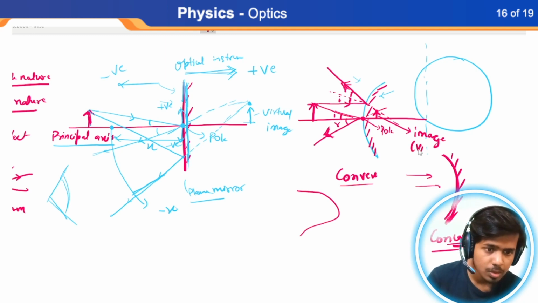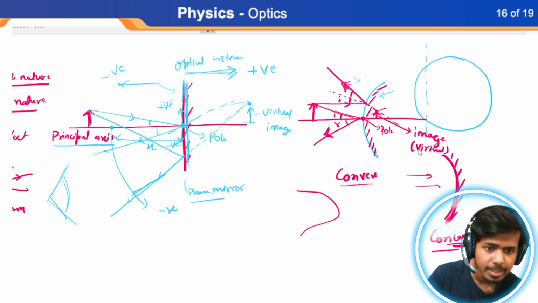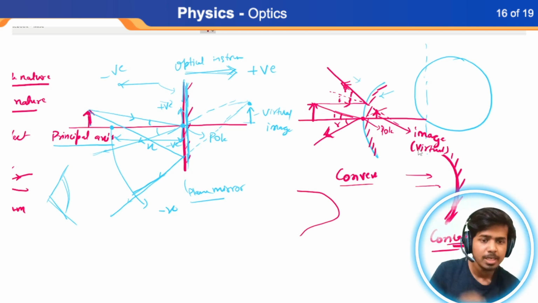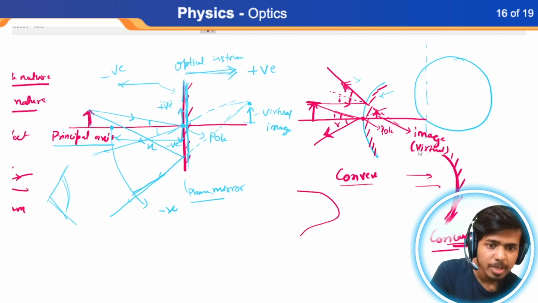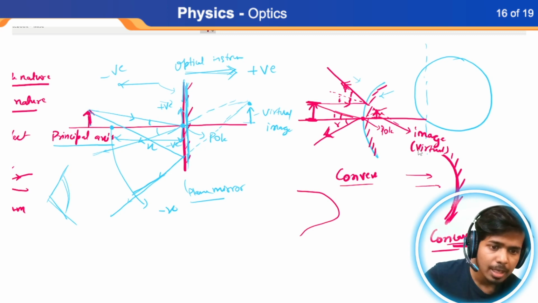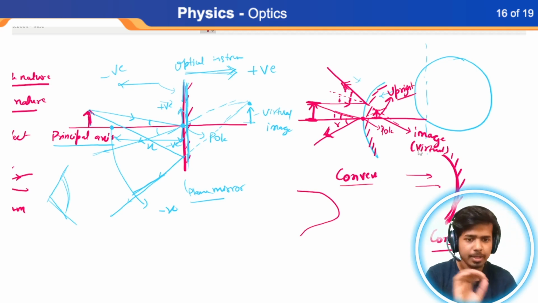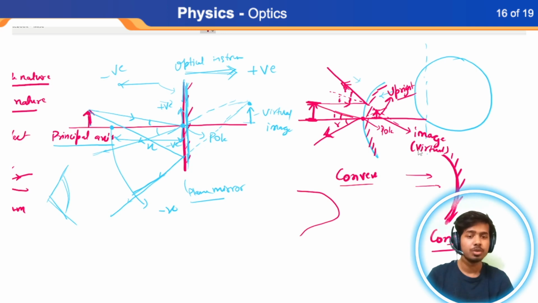Virtual again. Is it standing or downward? It is standing, right? Because they had met from the upper side. We have started from the head, so the image will also be the head, and any part which is on the principal axis will always form the image on the principal axis. That's the basic rule. So the image will look upright. This is a qualitative assessment of where the image could be, but we also have a formula for this.